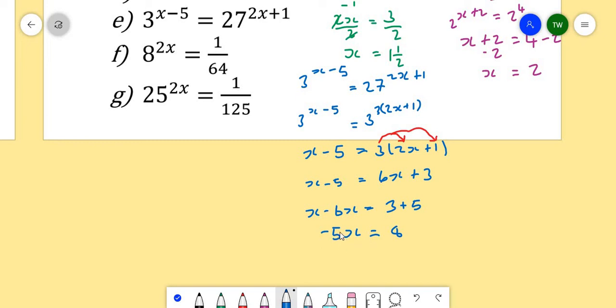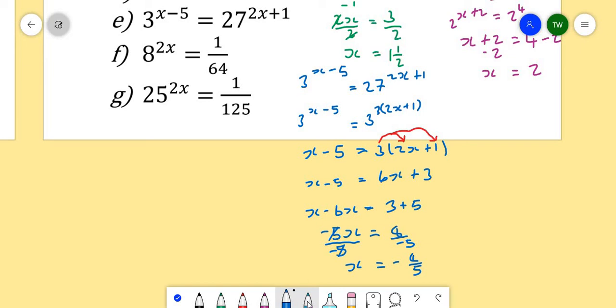This x is being multiplied by negative 5, so I'm going to divide both sides by negative 5. I'm going to divide this side as well by negative 5. Negative 5 will cancel out negative 5. What I'm left with is just x is equal to negative 8 over 5. And that's it.